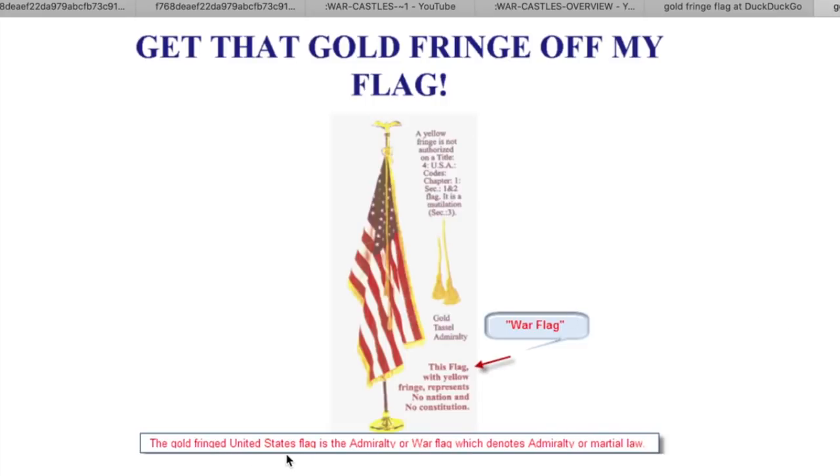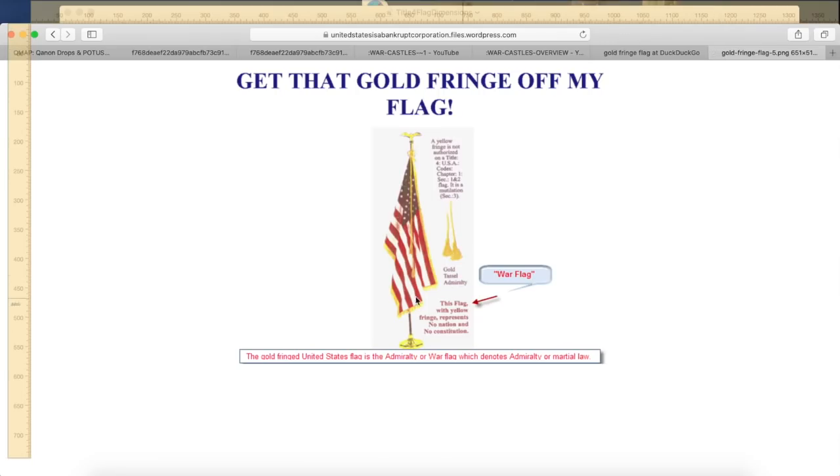The gold fringe United States flag is the Admiralty or war flag, which denotes admiralty or martial law. I can't even get into that on this video. That's not why I made this video. But this is not the flag of our country, guys. This is a boat flag, and what this signifies is that we're all under maritime law. Can't get into it, but you guys need to research it.